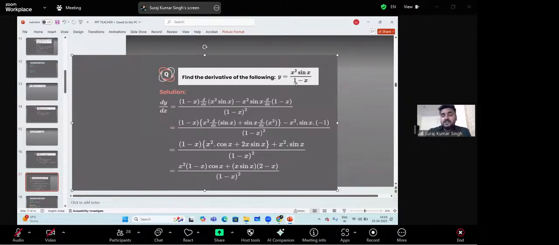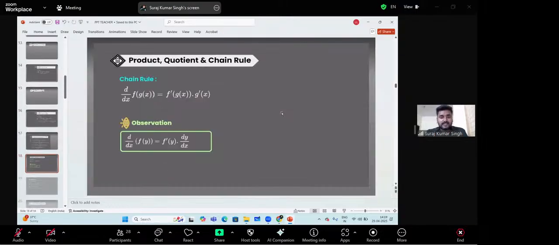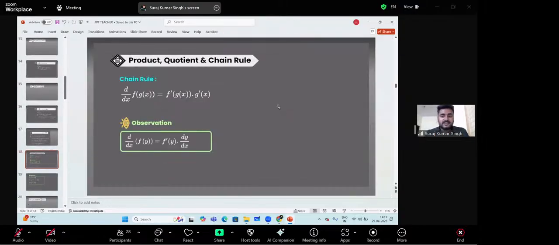How, sir? So here you can see denominator (1 minus x) into the derivative of the numerator, x square into cos x plus sin x into 2x, minus x square sin x into minus 1, by (1 minus x) whole square. So you can see that the answer is coming directly now. Okay. Next, I can see the next slide, product, quotient and the chain rule.